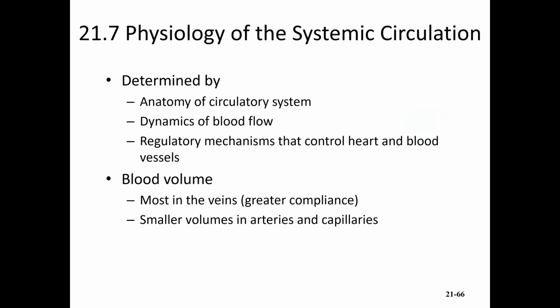Now let's discuss the physiology of our systemic circulation. This is going to be determined by the anatomy, the dynamics of blood flow, and the regulation mechanisms that are going to control the heart and blood vessels. And we've already discussed how our blood volume is contained mostly within our veins because they have greater compliance, and the smaller volumes are found within our arteries and capillaries.